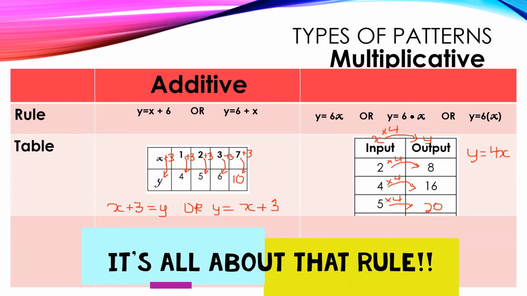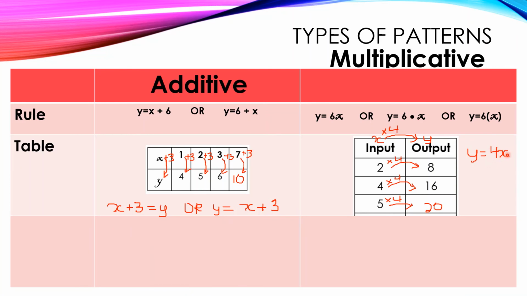So as you can see, even if we're working with tables, it all goes back to the rules. In this case, because the rule is x plus 3 equals y, the operation is addition, therefore this table is an additive pattern. And for this one, the rule is y equals 4x or 4 times x, and because the operation in this rule is multiplication, therefore this table is considered a multiplicative pattern.